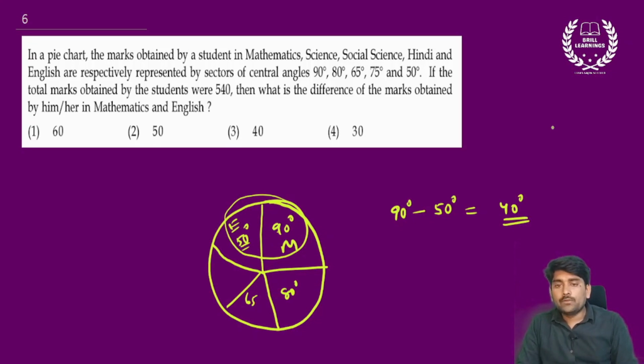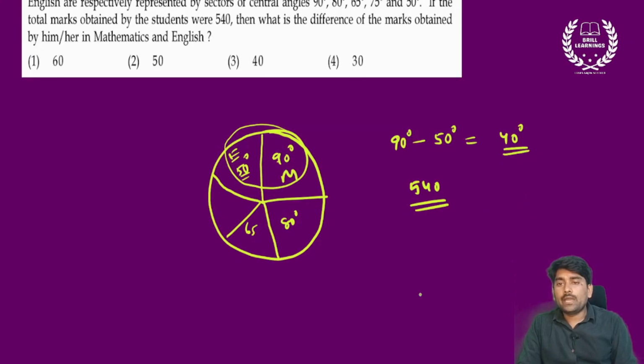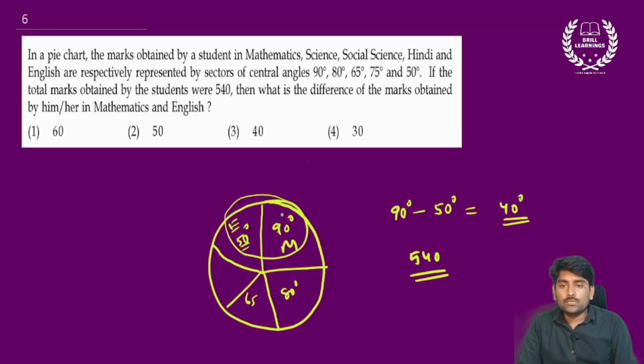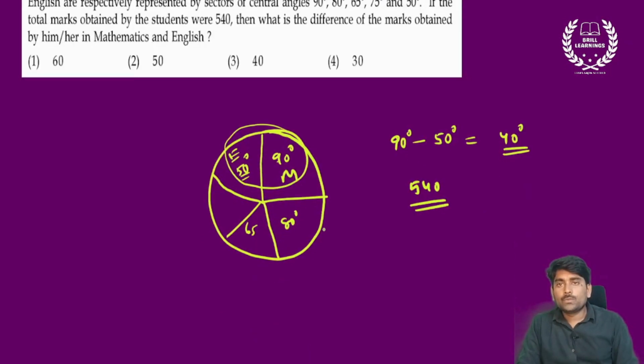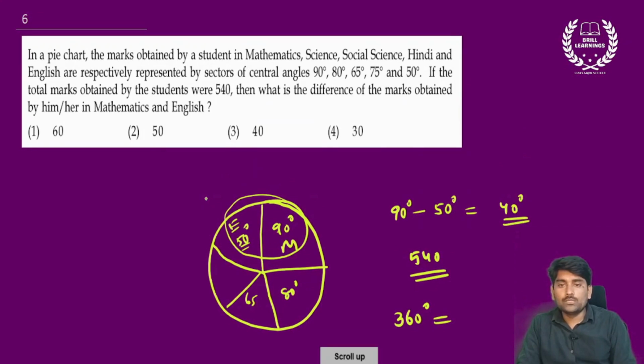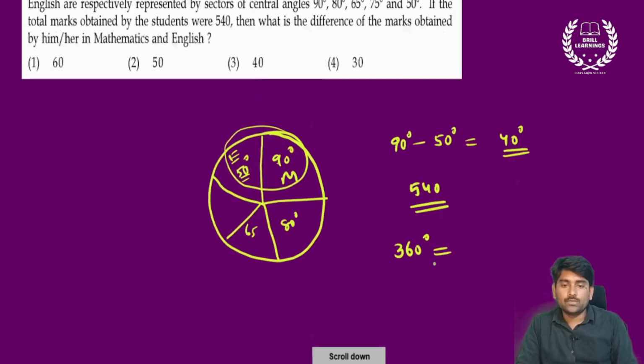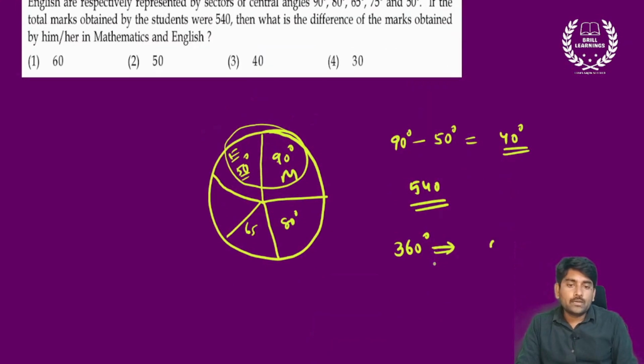First, they have given that the total marks obtained by the student is 540. And the total angle, if I add all these angles, you will get 360 always. Why? Because the total angle in a circle is 360 only. However, if you want to check, add up all these values, you will get 360 only, which is equal to 540 marks. 360 degrees equals 540 marks.